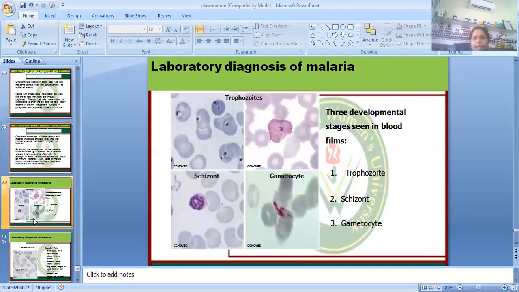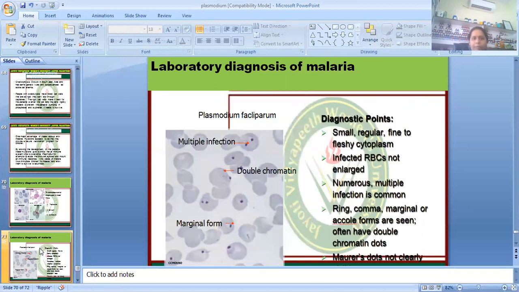Now, what is the lab diagnosis? Three developmental stages are seen in the blood film. So definitely we will go for the peripheral blood film count. We can see the trophozoites, schizonts, and gametocytes. And one more thing I want to let you know is that there is now a test with malarial antigen and antibody also available.